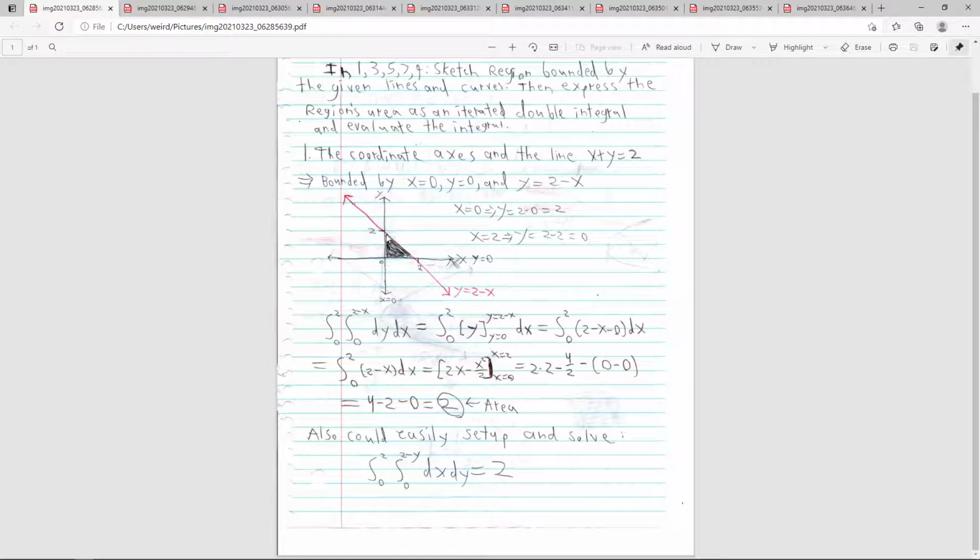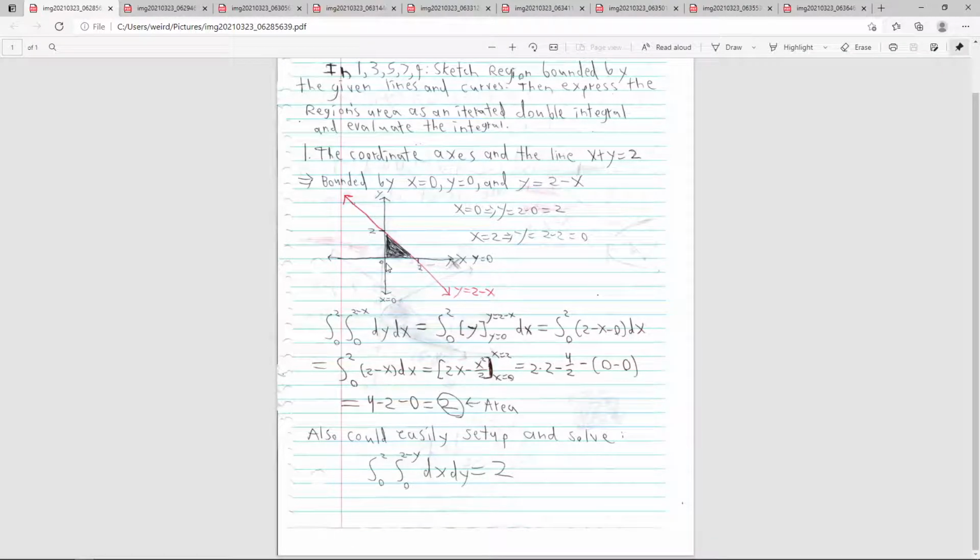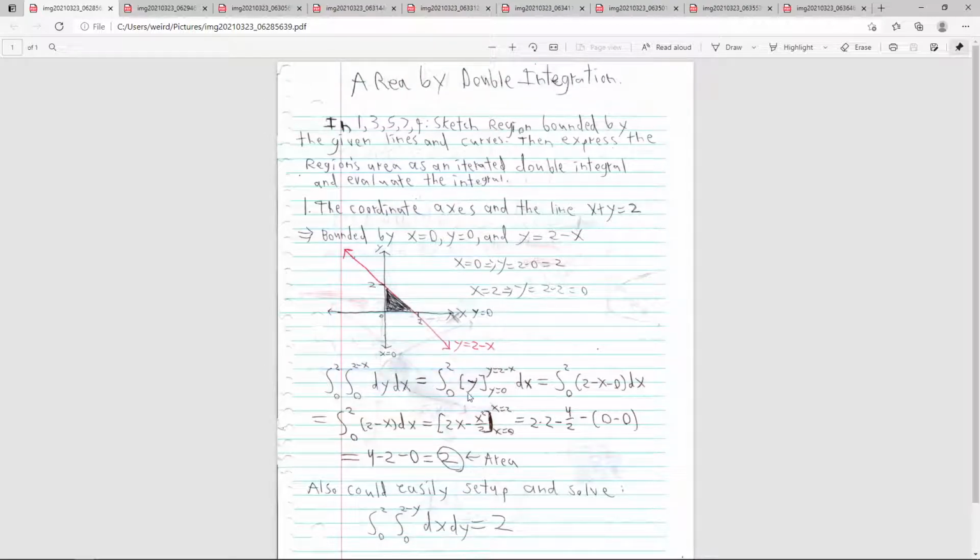So the intercepts are 2 and 0. The limits are y equals 0 and y equals 2 minus x, with x equals 0 as one limit, and it looks like x equals 2 would be the other one. So x goes from 0 to 2, where the region begins and ends. y equals 0 is the bottom, and y equals 2 minus x is above it. So bottom to top, and it's dy dx. The area is found like that.